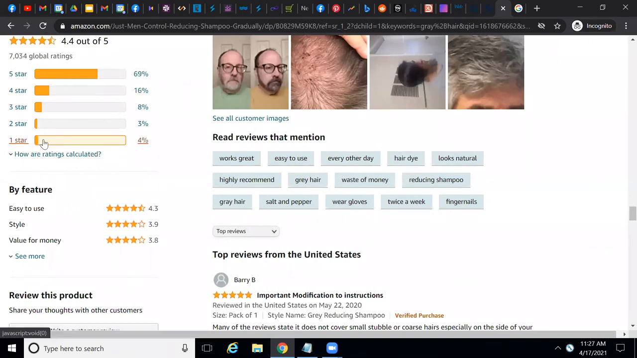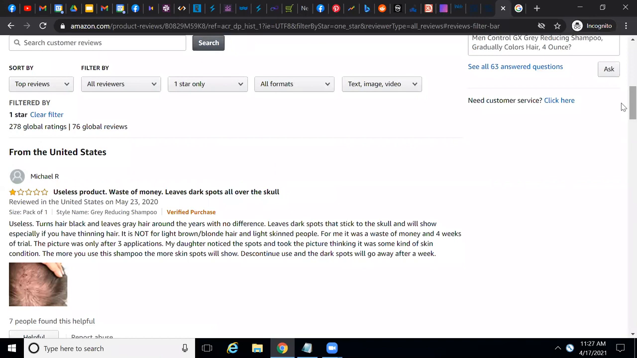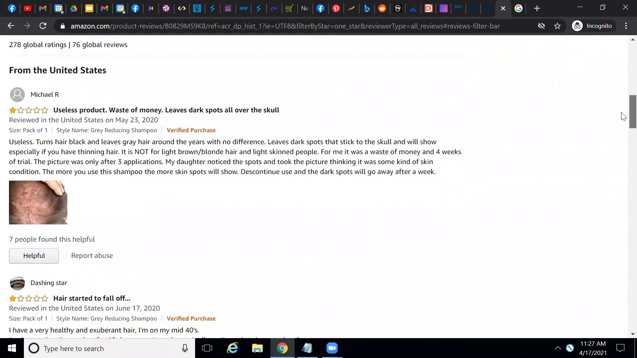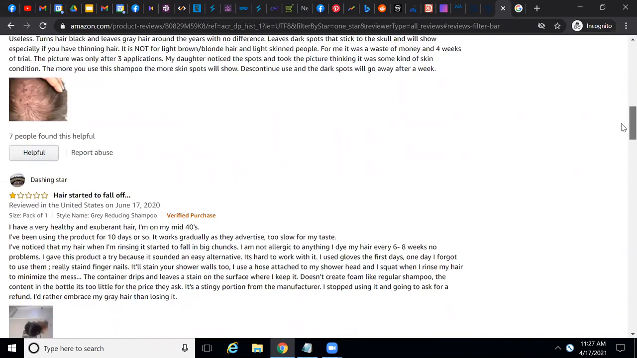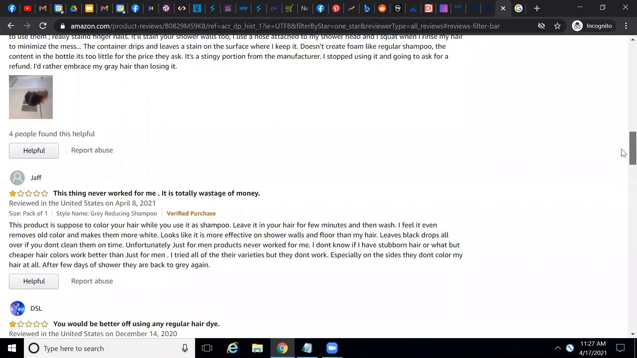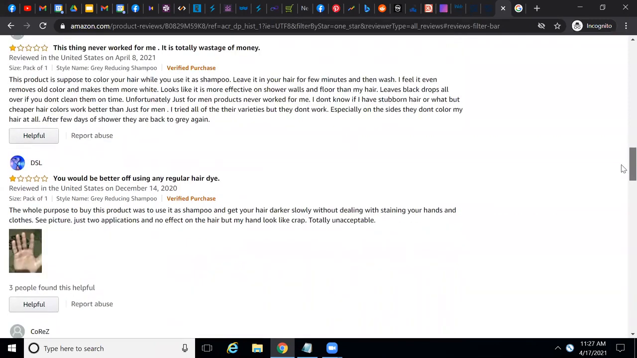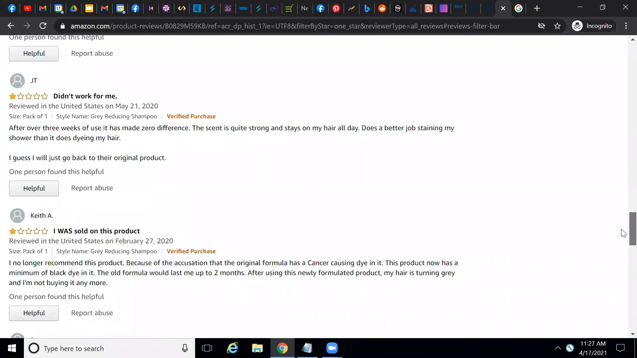So we can see the product reviews and what people like about it. Let's go down and see what people don't like about it. What problem did they have? They said that this product was useless. It left dark spots on their skull. The product started to fall off. Very interesting. This thing never works for me. Total waste of time. The product is better off if you use regular hair dye. Doesn't work. So these are all the things.